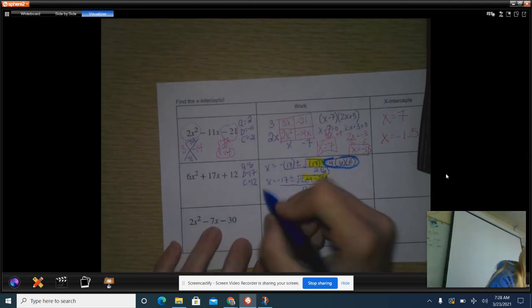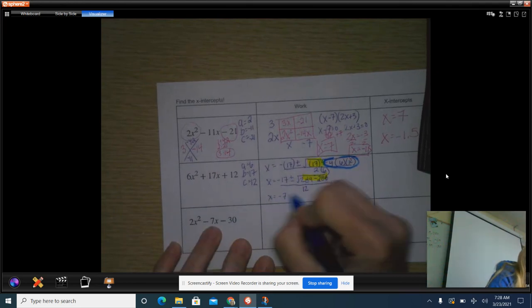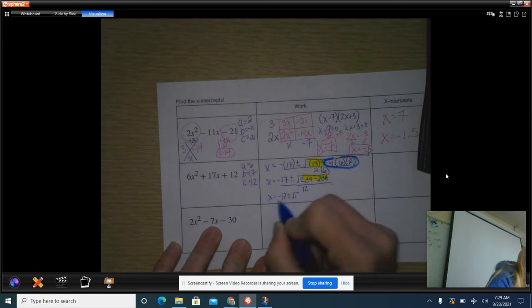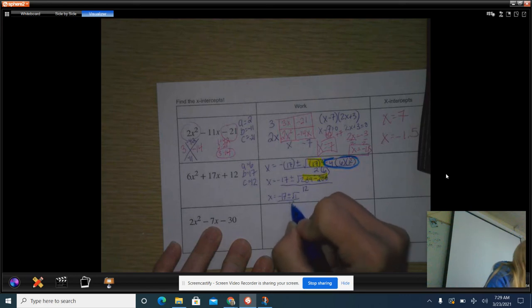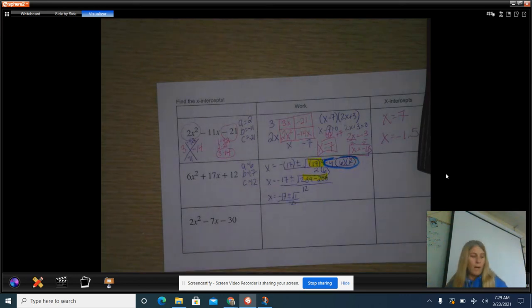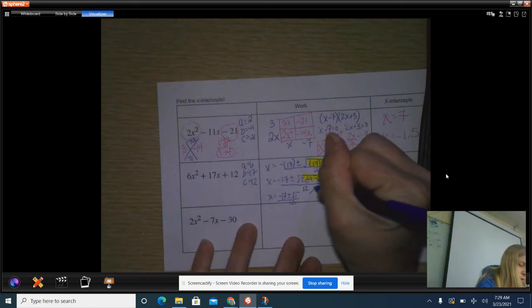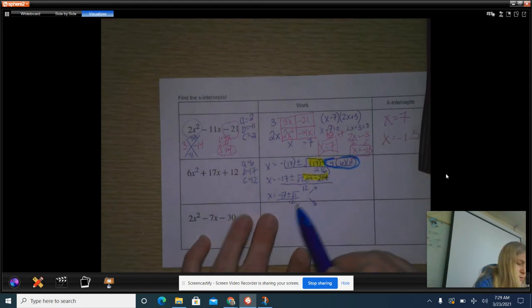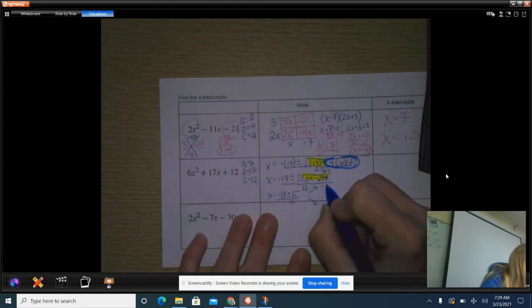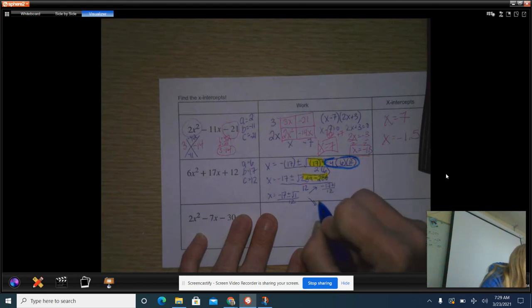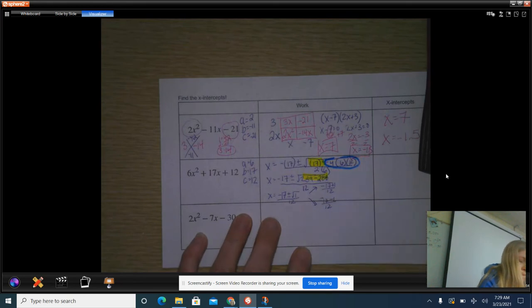Okay, now we're still working underneath our square root here. And we have x is equal to negative 17 plus or minus the square root of 1, all divided by 12. And we know the square root of 1 is 1. So now we're ready to break this up into two answers. We have negative 17 plus 1 divided by 12, and negative 17 minus 1 divided by 12.